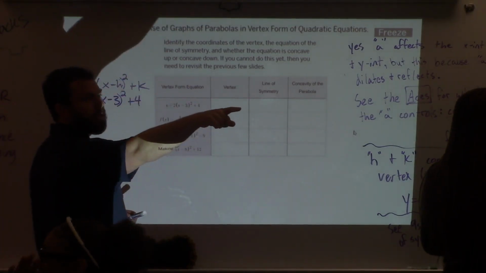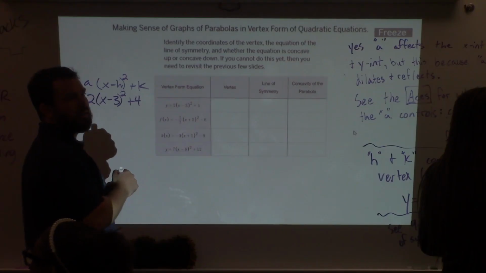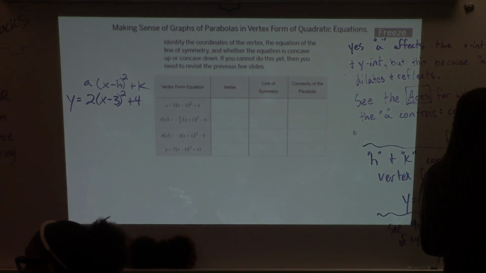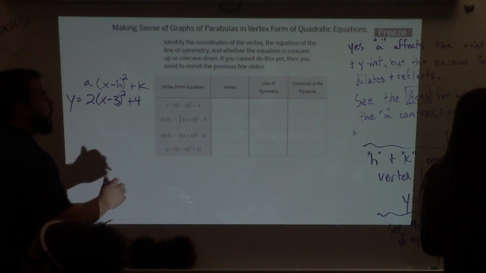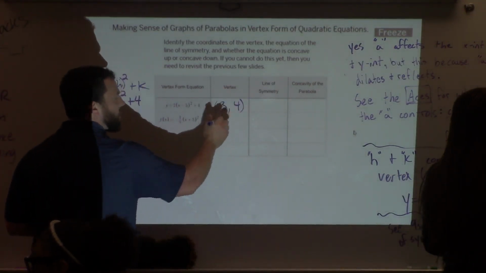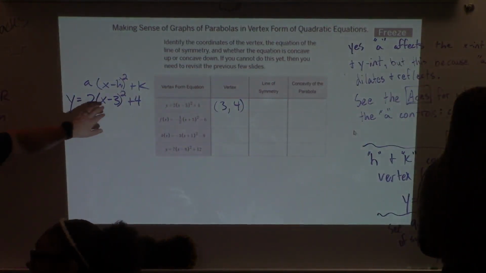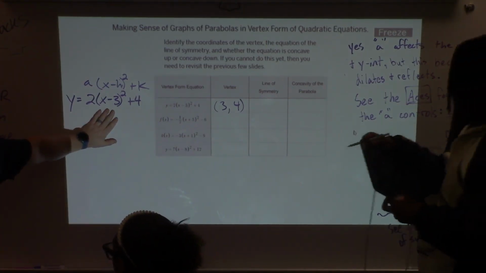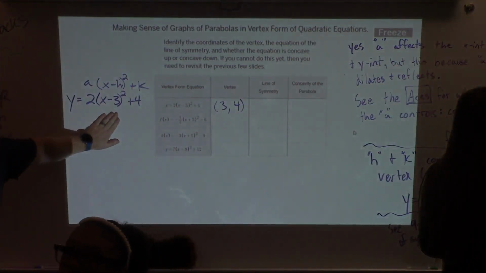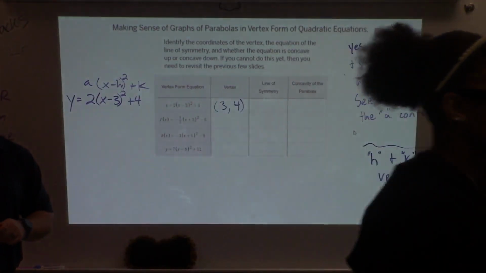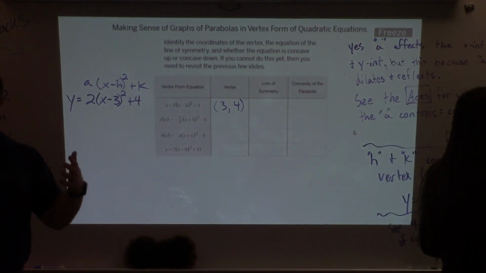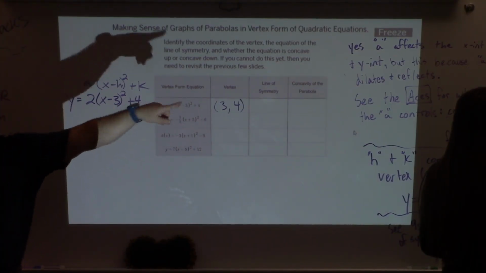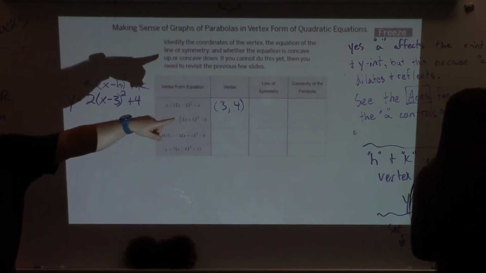Does anyone see what was missing from this vertex? If you're going to write a point, you have to make sure that you put parentheses, right? So it's just a notational thing. Now, why in the world is it a positive 3 when it's x minus 3? Flip the signs because it's inside. Remember, with our transformations, we said it's going to be the opposite. So is that going to go to the left or to the right? To the right. How far? 3. That's why it's a positive 3.